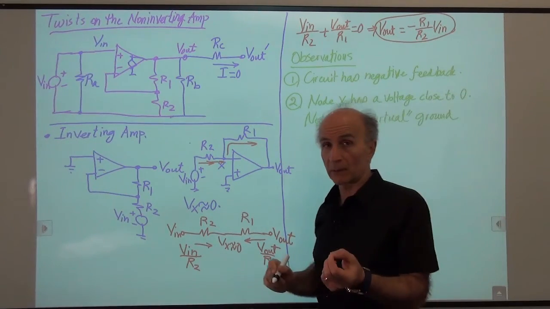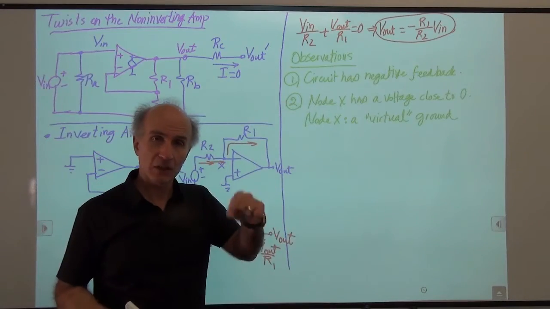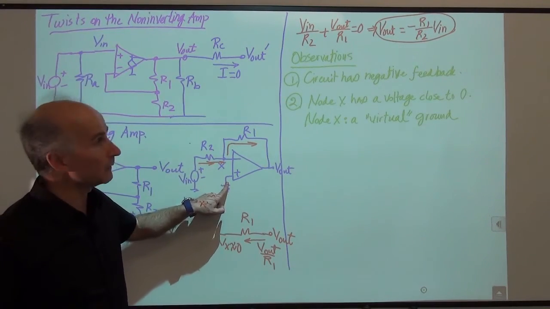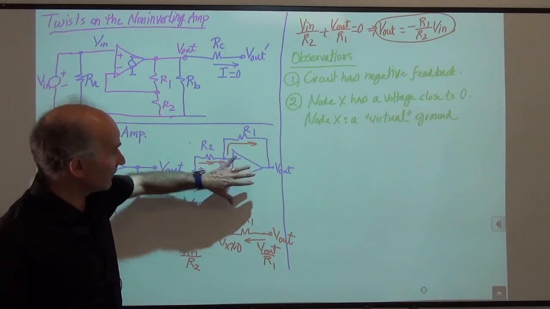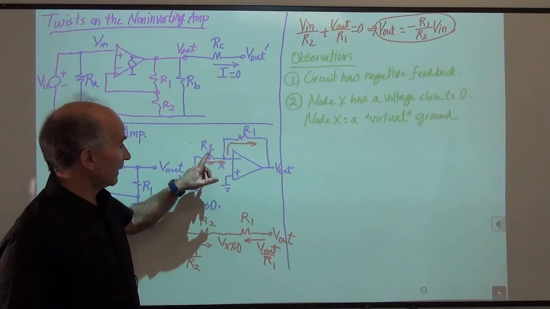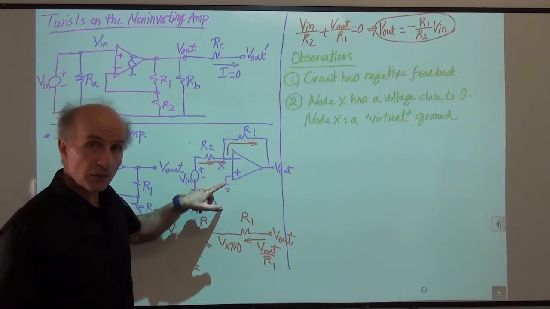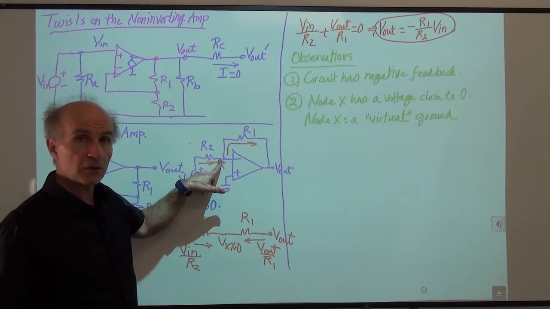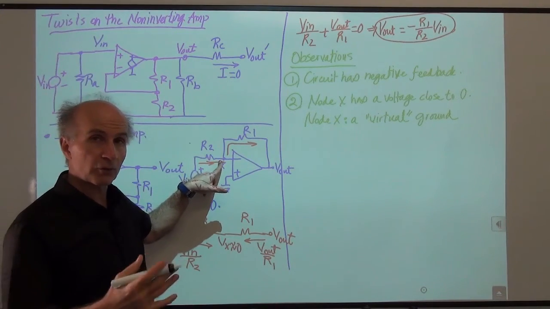Okay, it's not a real ground. Why? Because it's not literally shorted to ground, right? We do not have a short circuit between these two. Rather, because of the negative feedback, because of the op-amp action, we guarantee that this voltage is always close to this voltage. So because this voltage is 0, we call this node a virtual ground.